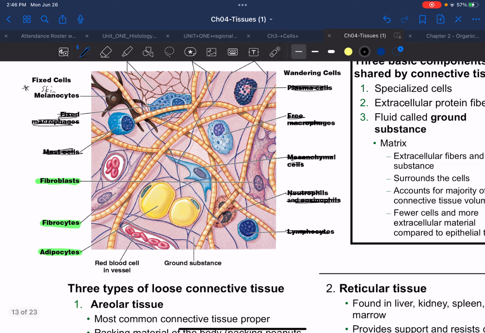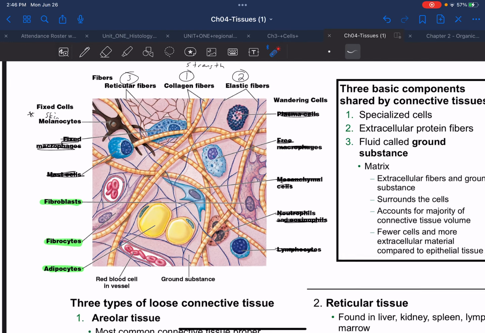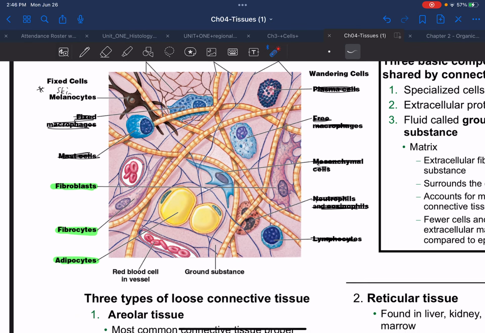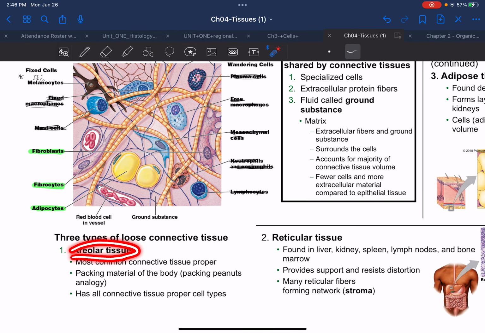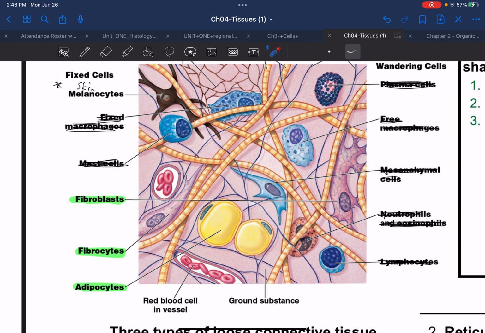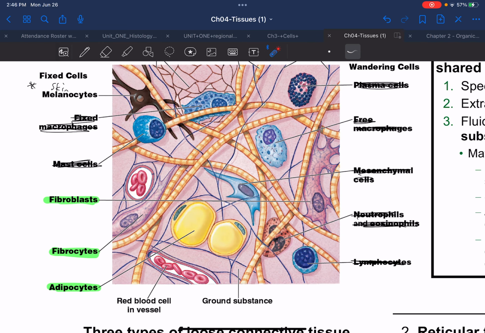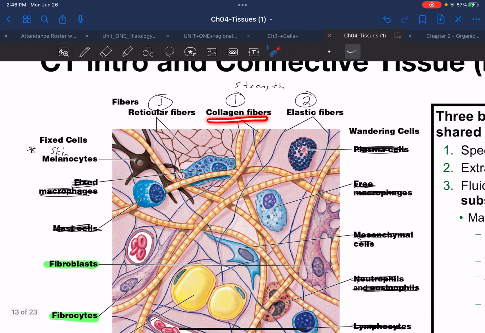And now, what the heck are we looking at? The star of this show, the star of this tissue, this is called areolar tissue. This is a type of tissue. And this tissue is made by the cells called fibrocytes and fibroblasts. These are the cells, and I'm trying to follow my lines here. This is going to be a fibroblast, and this is going to be a fibrocyte. And so these cells secrete fibers. They secrete collagen, they secrete elastic, and they secrete reticular.